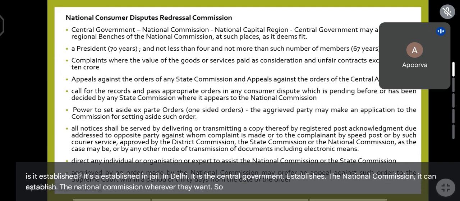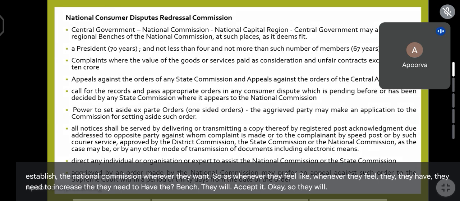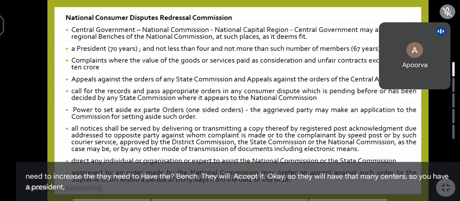Whenever they feel they need to increase the number of benches, they will. So they will have that many centers. You have a president, with a maximum age limit of 70 years, and not less than four members, with an age limit of 67 years.